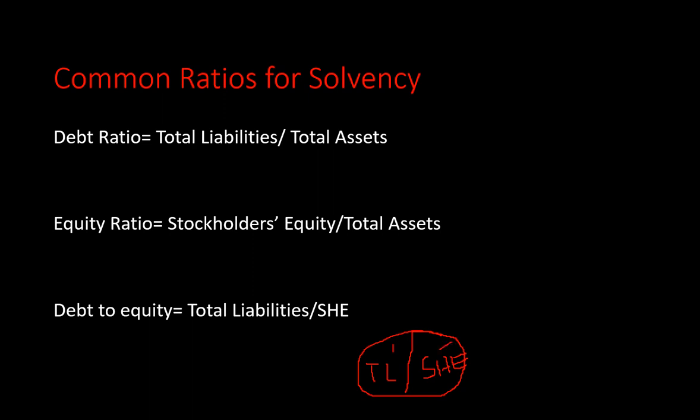If we get the ratio of these two, liabilities divided by stockholders' equity, that's now your debt to equity ratio. Now, these ratios are known as complementary ratios, because they always add up. They complete each other. Another way to compute your debt ratio is 1 minus your equity ratio, while your equity ratio is computed as 1 minus your debt ratio.